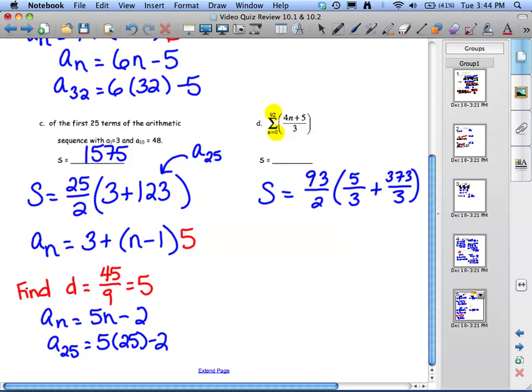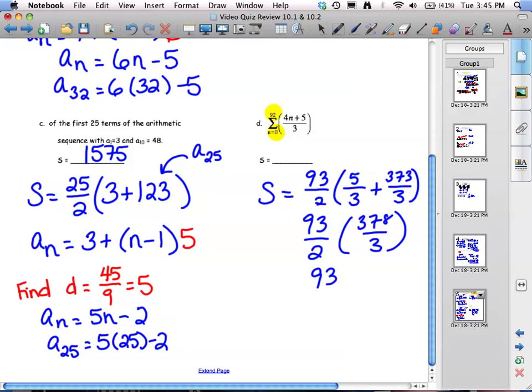Is that right? 4 times 92, I don't have a calculator, is 368. Yeah, plus 5, 373 over 3. This is a calculator problem. 93 over 2 times 378 over 3. Turns out that 378 over 3 is 126. So if you multiply that out, you get 5,859. And so that covers what you will see on the 24-point quiz on 10-1 and 10-2.